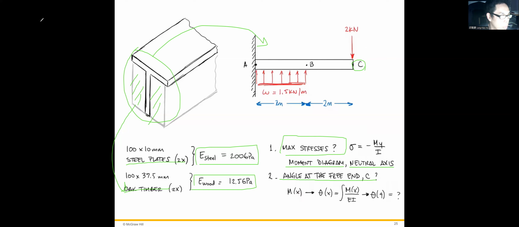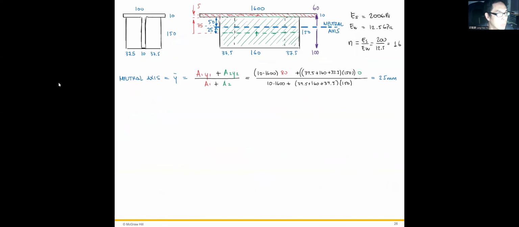Okay, so let's work on this a little bit, if you still remember. Okay, so the first thing we have to figure out is where the neutral axis is, Y bar. Okay, from the parallel axis theorem to figure out its neutral axis. Okay. So this is the dimension of the cross section of this beam.